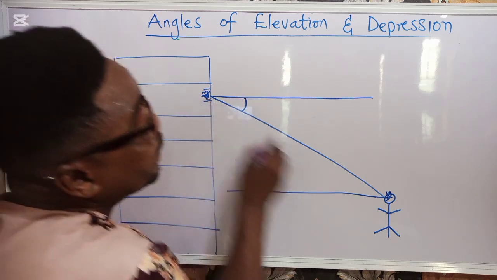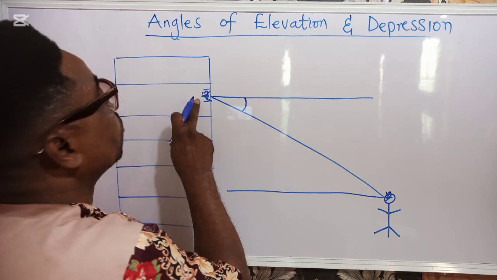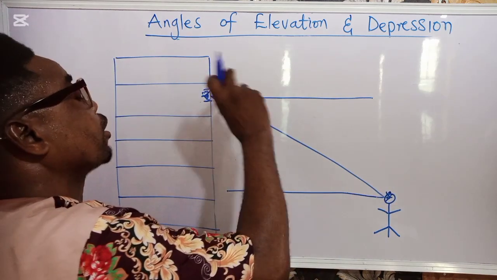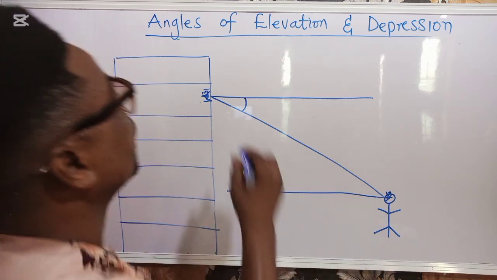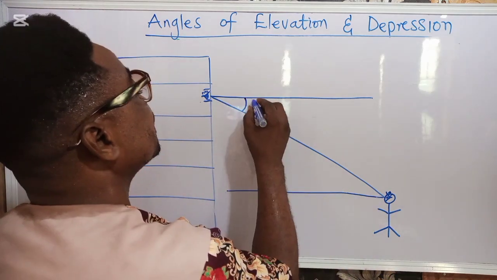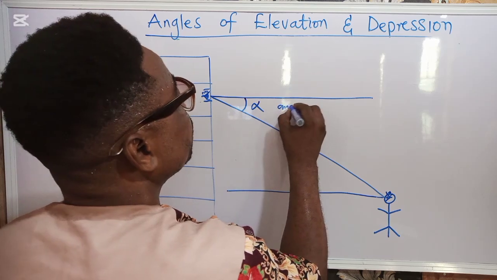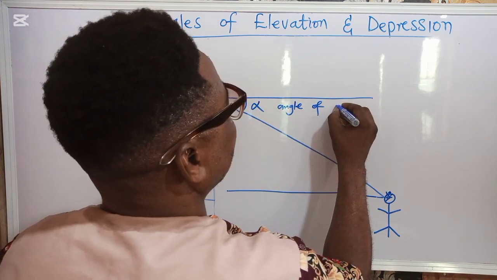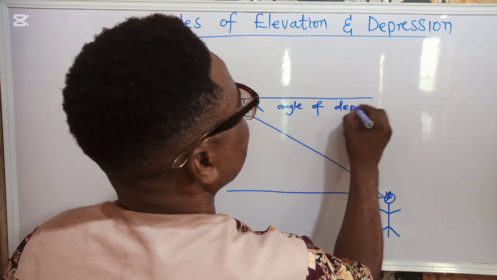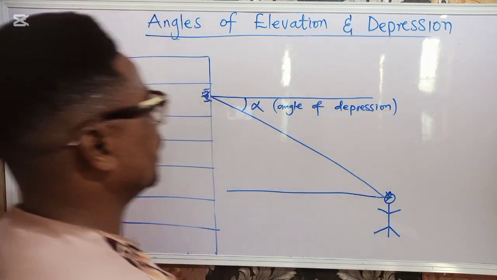Why? He's looking downward. He's taller than the observed. He is the one observing this one. So in the first scenario, this is the observer. This is the observed. So he's below him. So this is angle of depression. Let's call it theta. That is angle. Let's call it alpha. Angle of depression. That is angle of depression.